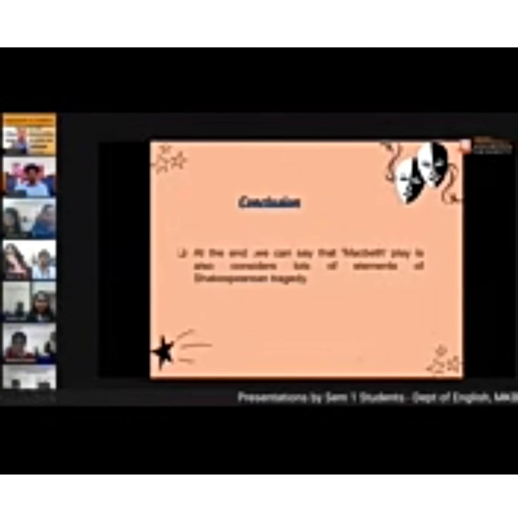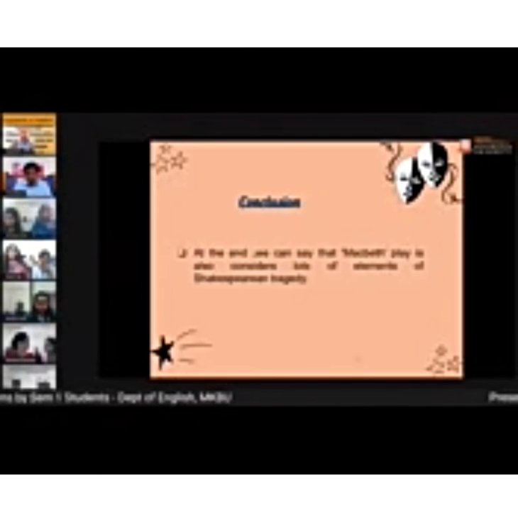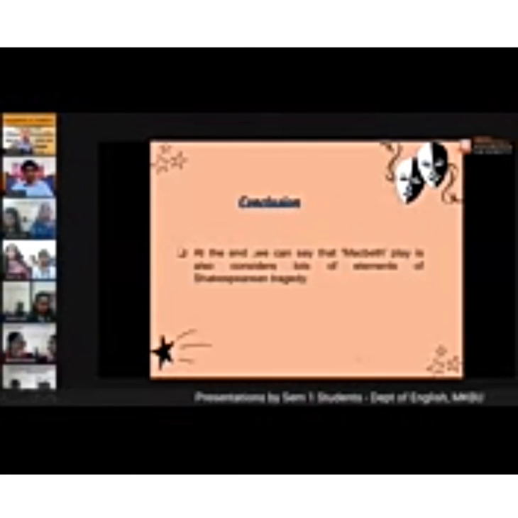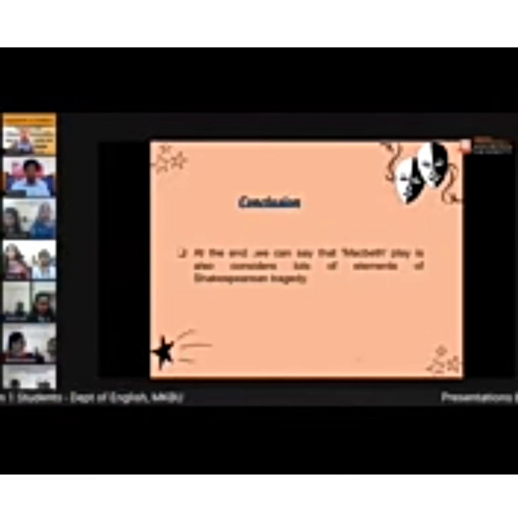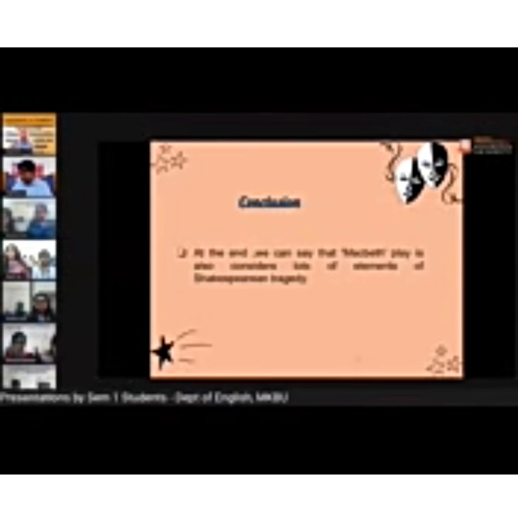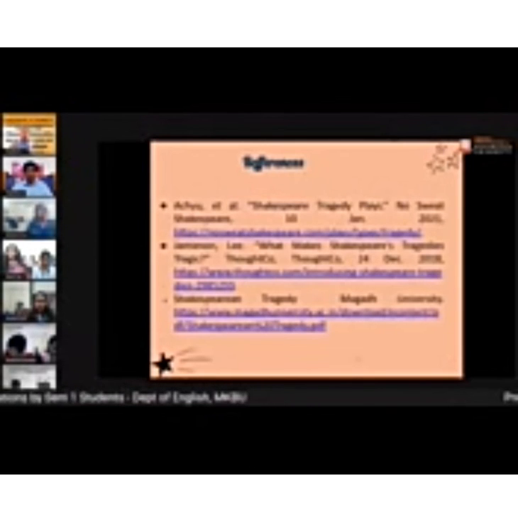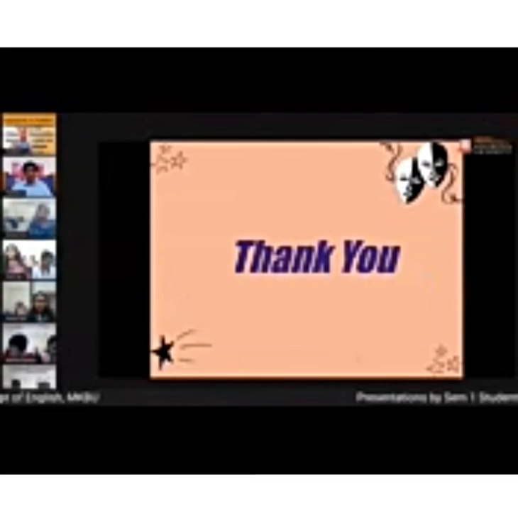Conclusion. At the end, we can say that the play Macbeth is also considered to have elements of Shakespearean tragedy. Macbeth and other tragedies are considered to follow these elements, and through these elements followed by Shakespearean tragedy, we can identify Shakespearean tragedy easily and differentiate it easily. These are the references, and thank you.